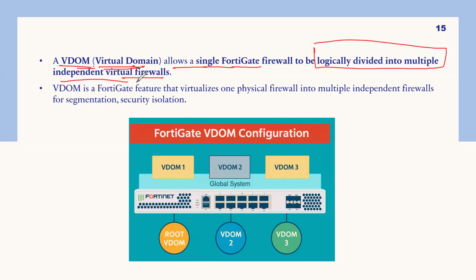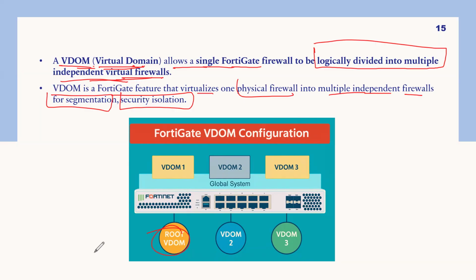So we have VDOM here. Its meaning is that it is logically divided into multiple independent virtual firewalls. VDOM is a FortiGate feature that virtualizes one physical firewall into multiple independent firewalls for segmentation or security isolation purposes. By default, if you have VDOM number one, it is called the root VDOM. Root VDOM is VDOM number one.